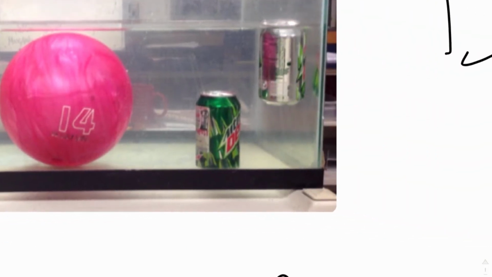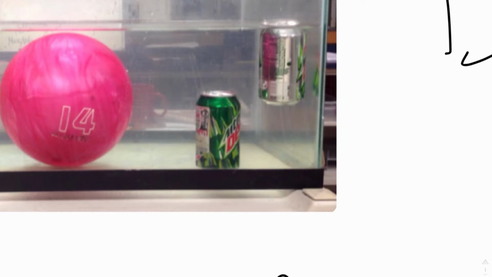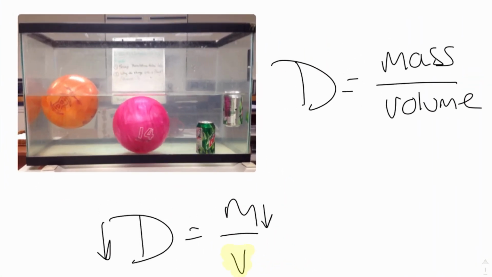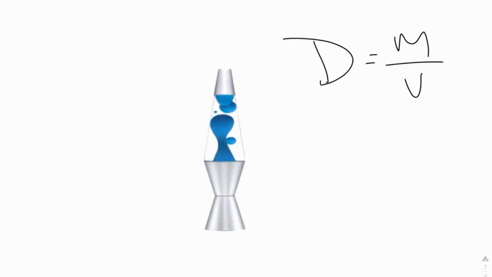Same thing with the pops. We had the Mountain Dew versus the Diet Mountain Dew. The Mountain Dew had more mass, its density increased, it sank. And the Diet Mountain Dew had less mass because it had no sugar in there and its density was less than that of water, so it was able to float. So the whole thing with these two stations was all about how mass affected density while keeping the volume the same.